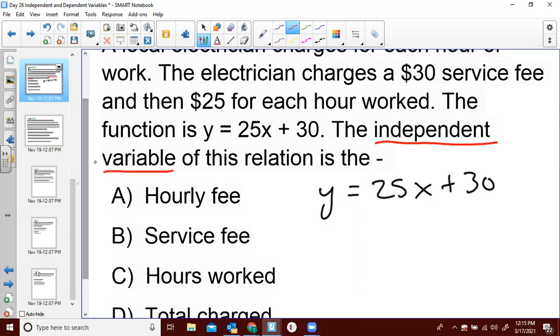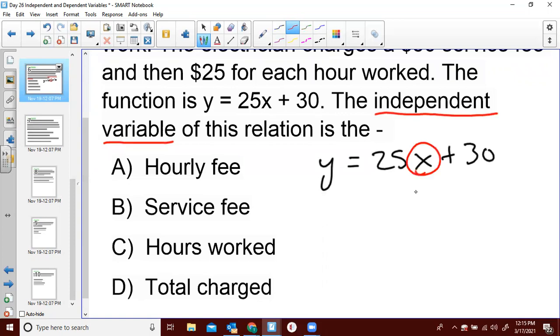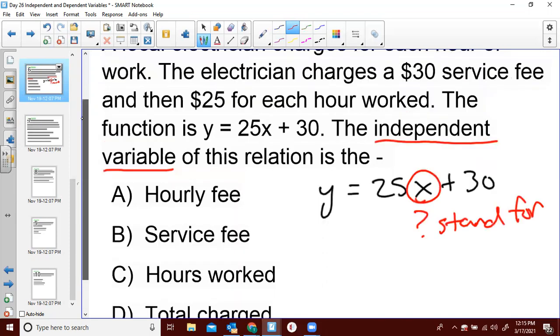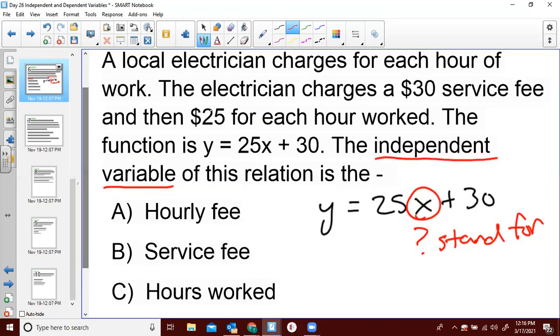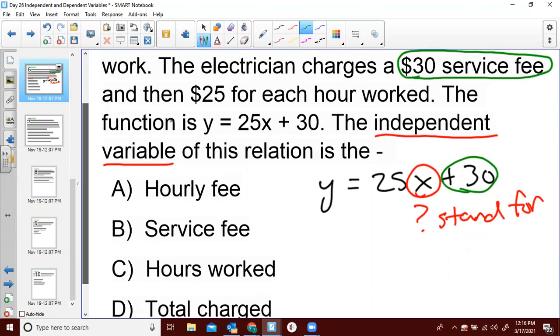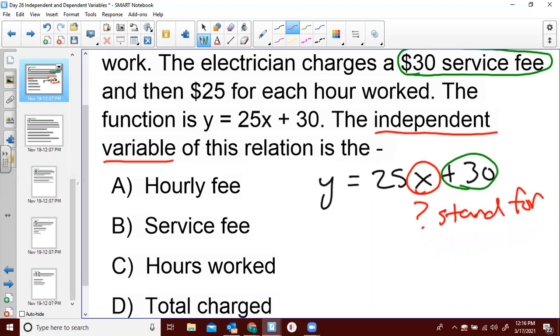So we're looking for independent variable. So here we're actually going to have to read the question. We know we're looking for X, but what does this stand for? What does X mean? Well, when we come back up to the question, the electrician charges $30 for a service fee. So this $30 service fee is a one-time flat fee. So this is that plus 30 at the back. All right, that's a one-time thing. That's a constant.